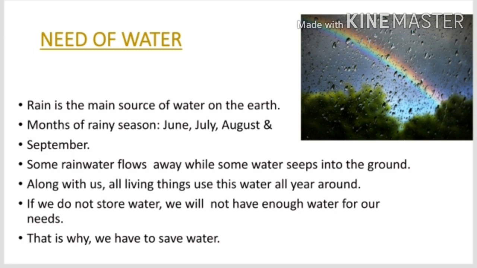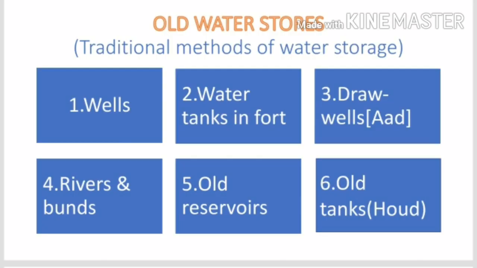Some rainwater flows away while some water seeps into the ground. Along with us, all living things use this water all year round. If we do not store water, we will not have enough water for our needs. That is why we have to save water. Now there are two methods to store water.